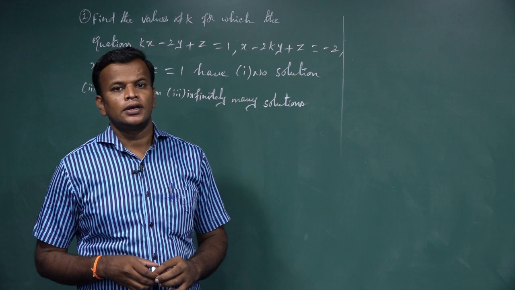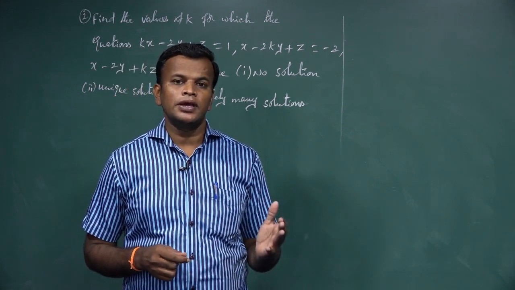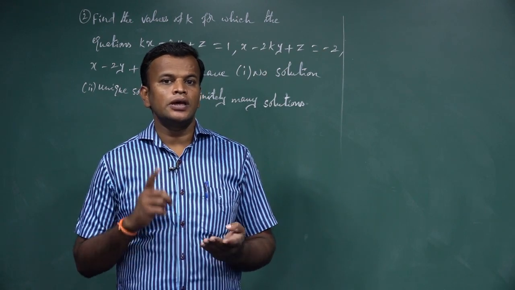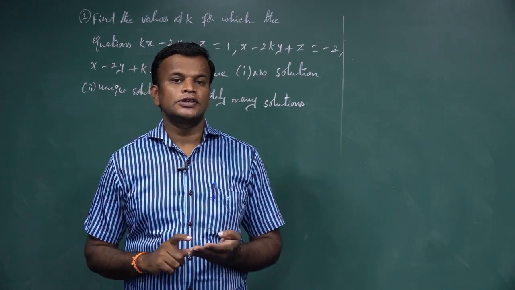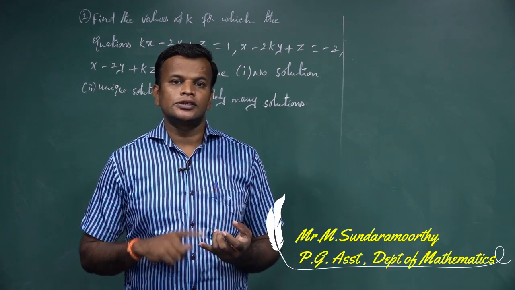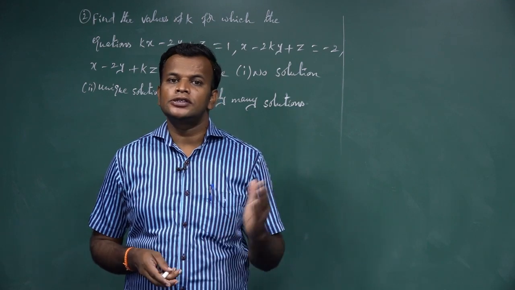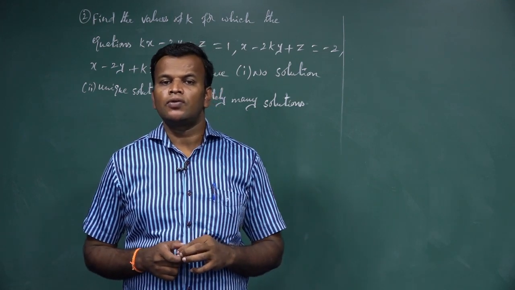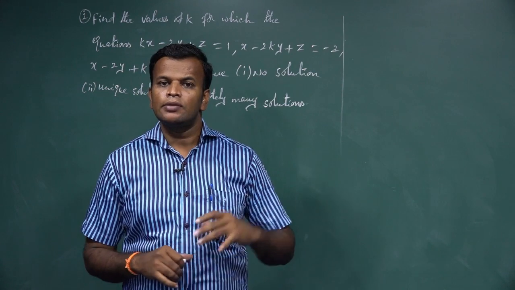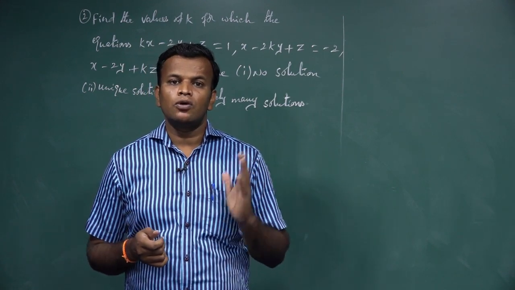Good morning students. In the previous video, we saw how to solve a given system of equations by the rank method. There will be four cases. The first case: if the rank is 3, the system has a unique solution. Second case: suppose rank of [A|B] and rank of A are equal to 2, which is less than the number of unknowns, then it has infinitely many solutions.